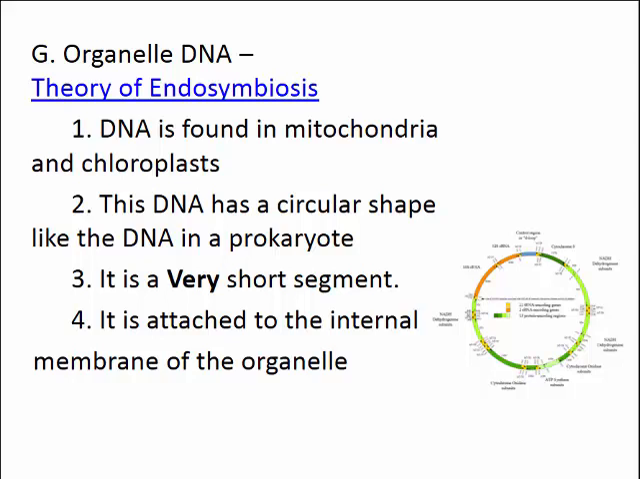We haven't really looked at chloroplasts much this semester, so we'll worry about that later. But we know that the DNA of both mitochondria and chloroplasts is very similar to the DNA in prokaryotes. And in fact, we've already looked at that this semester. This is an image showing the genes found on mitochondrial DNA. It's very short, but it is a circular segment, and it is attached to the internal membrane of the mitochondria, just the same way bacterial DNA is circular and attached to the inner membrane.